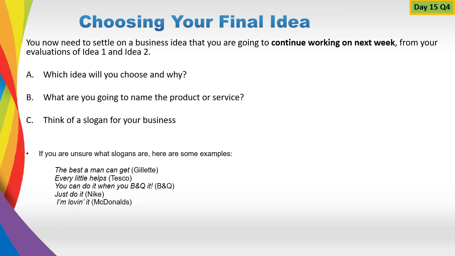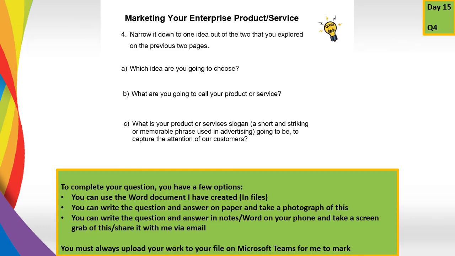So if you're not sure what a slogan is, I've put some examples here below. Some slogans are "The best a man can get" from Gillette, "Every little helps" from Tesco, "You can do it when you B&Q it." Of course it's B&Q. "Just do it" is Nike, and "I'm loving it" is from McDonald's. I almost burst out into song for you there. I'll let you sing that one.